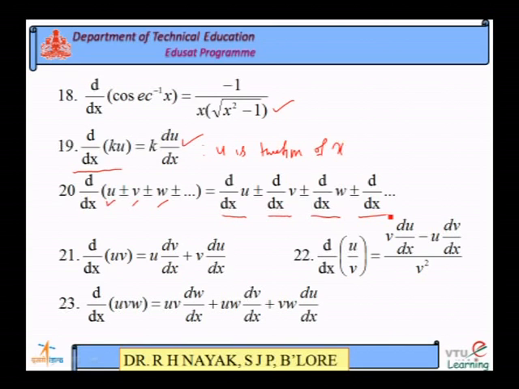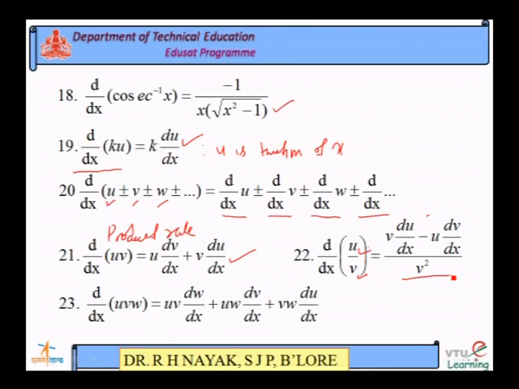Next, the product rule. It is the product of two functions where u and v are functions of x only. Differentiation of u into v is u into dv by dx plus v into du by dx. Quotient of the two functions, that is u divided by v: there we have to take v into differentiation of u minus u into differentiation of v, divided by v square.